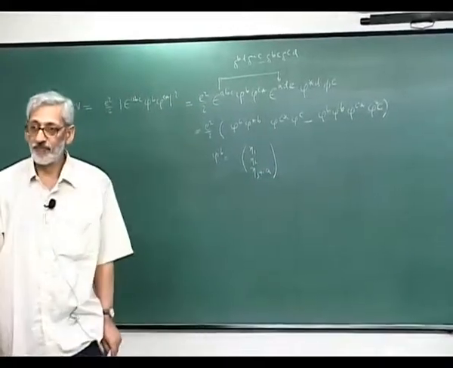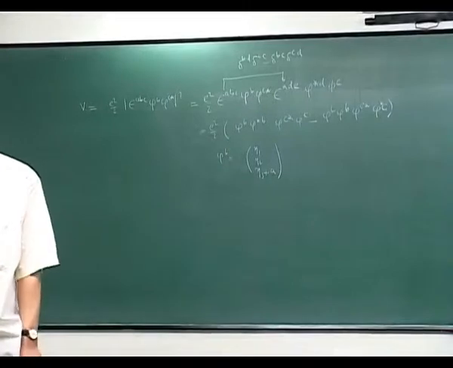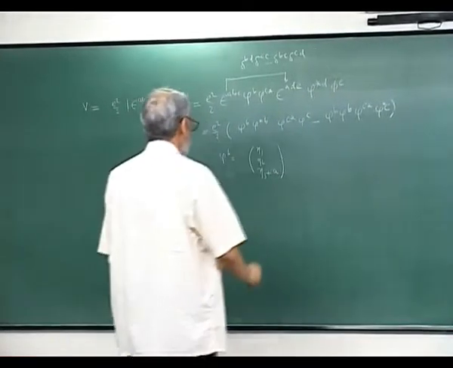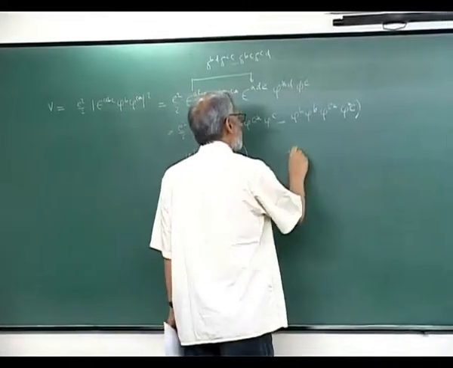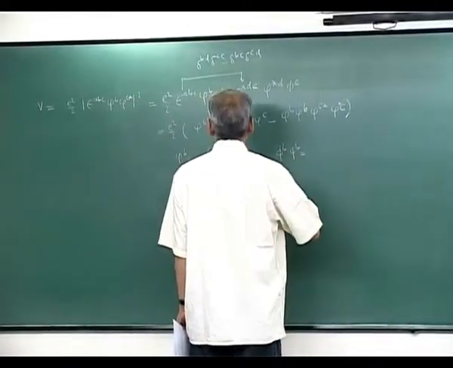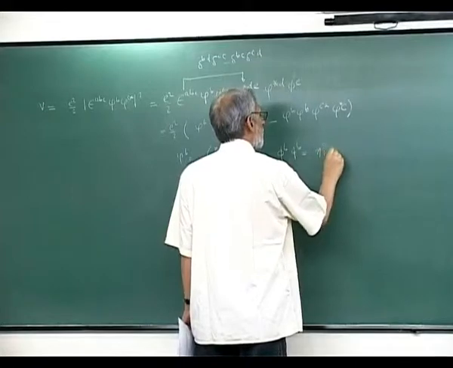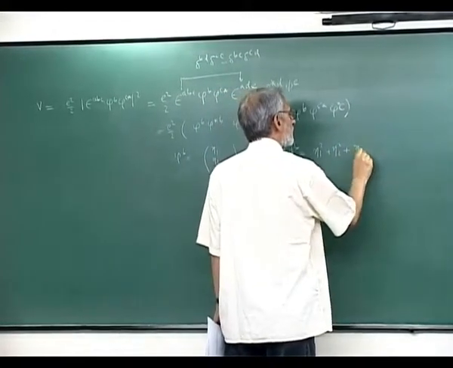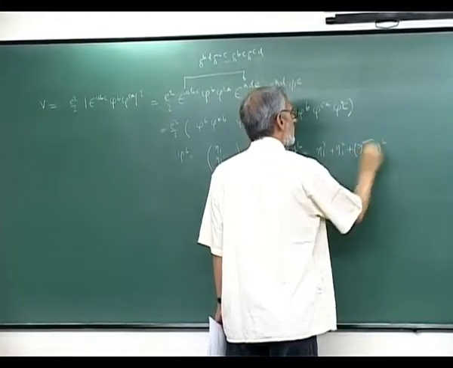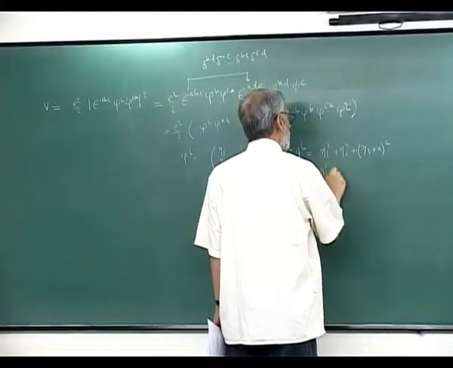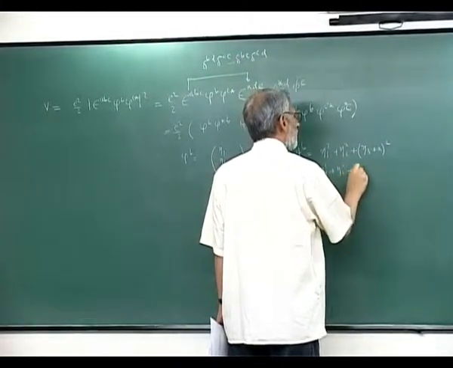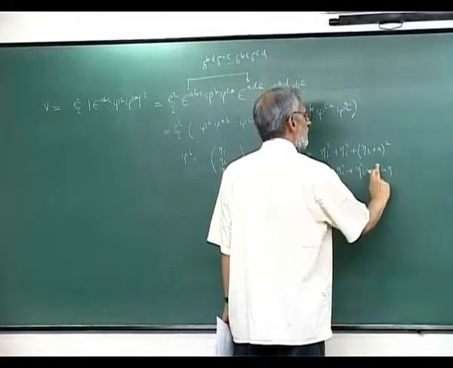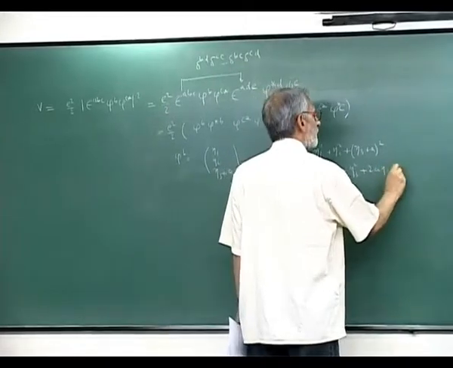this is what. So phi B is eta 1 square plus eta 2 square plus eta 3 plus A square. That is eta 1 square plus eta 2 square plus eta 3 square plus 2A eta 3 plus A square.